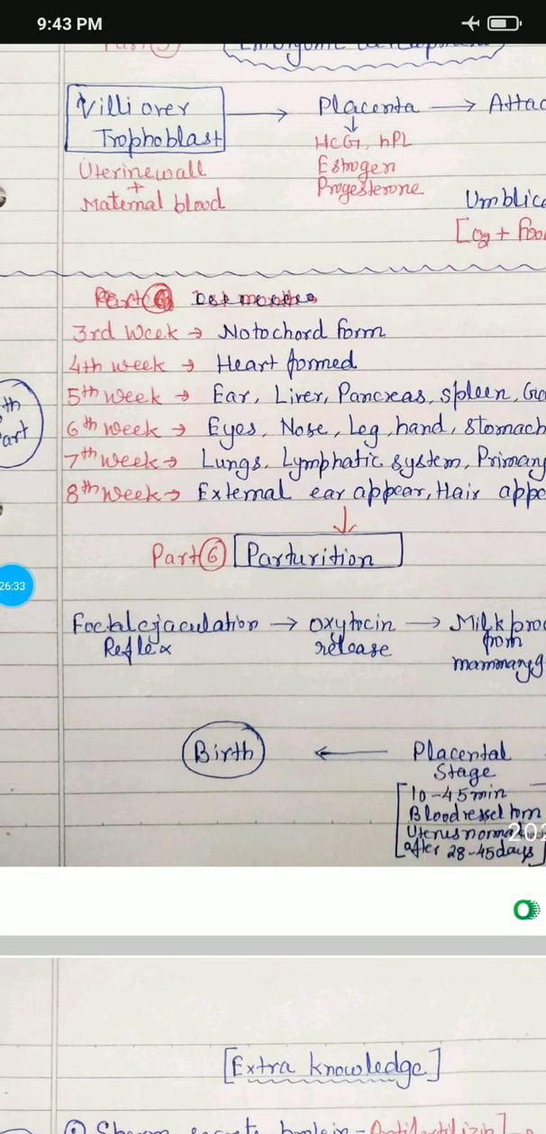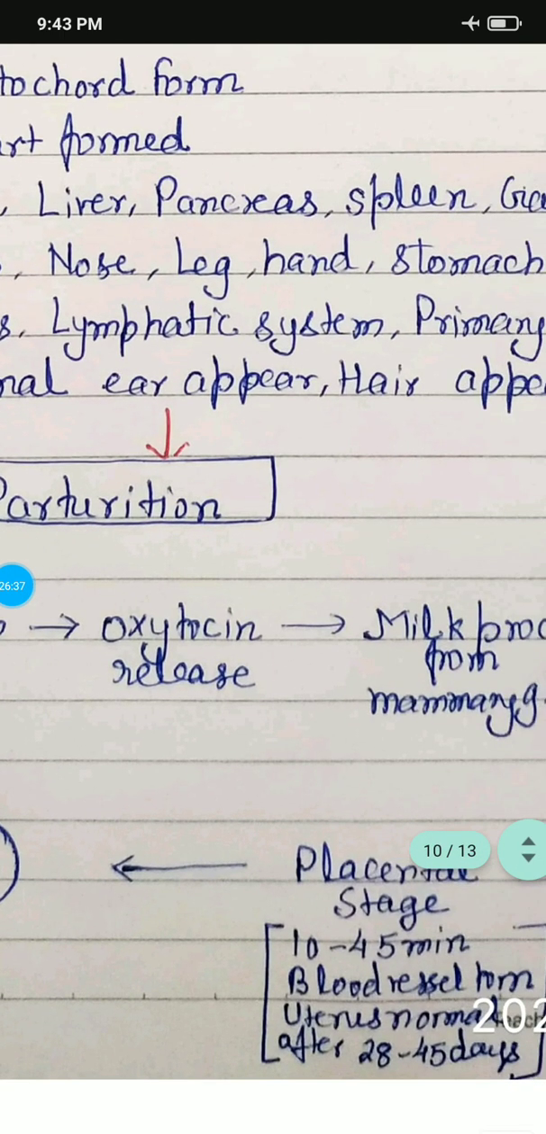After that, the part six, parturition. There is a reflex happening called the fetal ejection reflex. Due to this, oxytocin is released, as you already know. Oxytocin is released, and the outside myometrium contracts and relaxes.